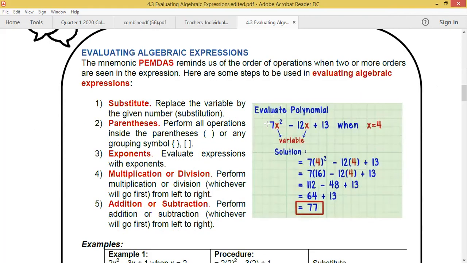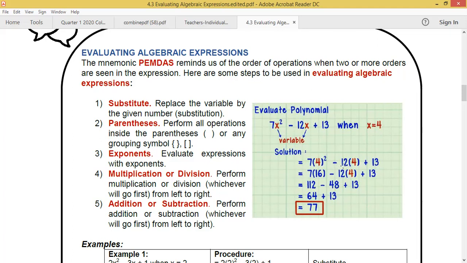For example, 7x squared minus 12x plus 13. And we need to evaluate when x is equal to 4. Remember that x here is the variable. Therefore, it has an unknown value. And the given is x equals 4. So what do we do? We simply substitute 4 for the value of x. So we have 7(4 squared) minus 12 times 4 plus 13.